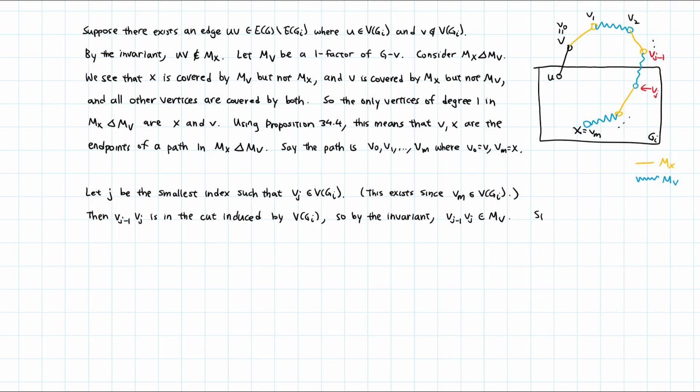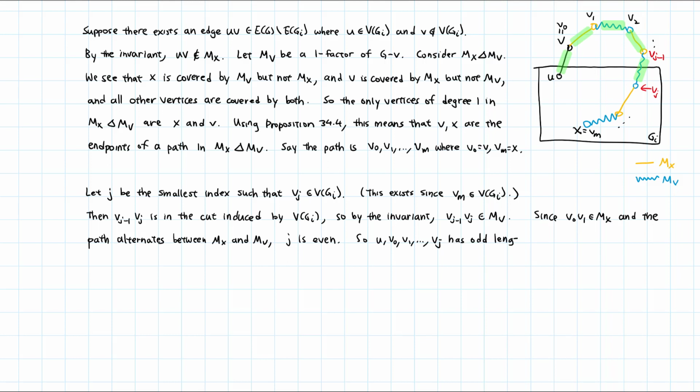We see that v0 v1 is in Mx, and the path alternates between Mx and Mv, and the last edge is in Mv. So that means that j must be even. So if we start from u going to v and then all the way up to vj, this has odd length. And we add this to G_i to obtain G_{i+1}.